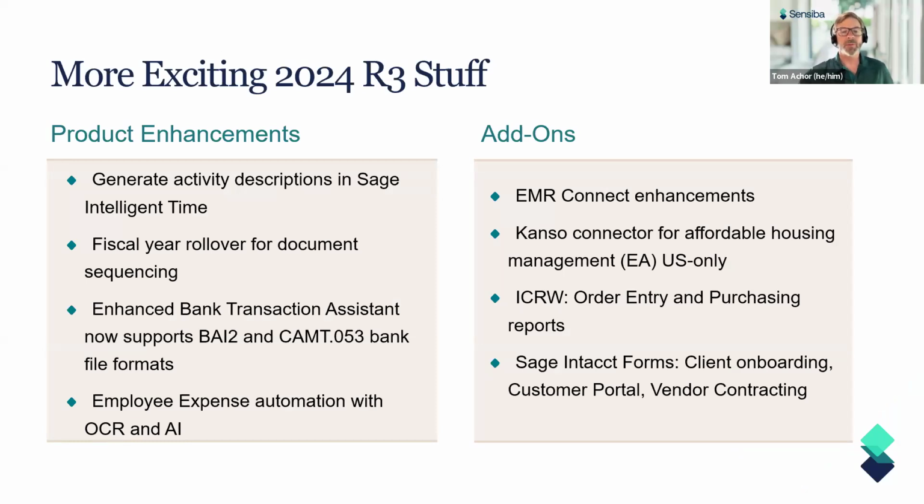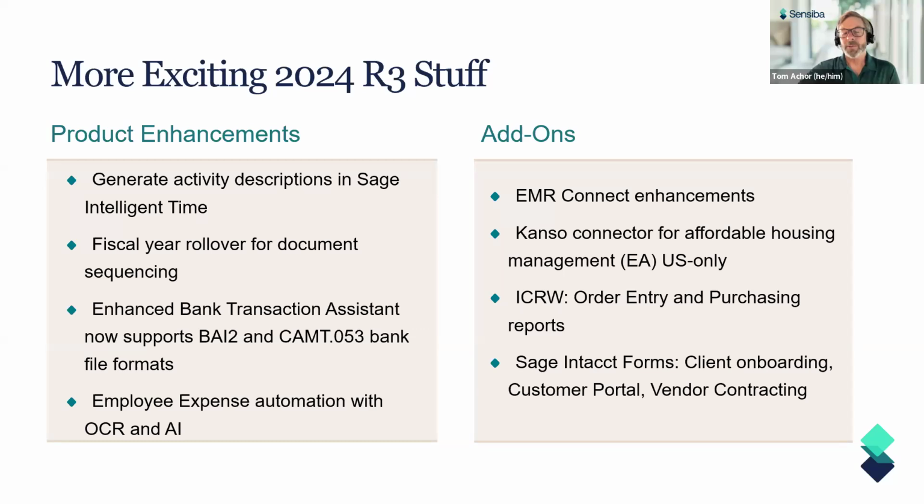If you were using Sage Intelligent Time to create timesheets in Sage, that is, Sage Intelligent Time is included with time and expense or project costing. Now the AI within that Sage Intelligent Time can generate activity descriptions using predictive text. And so it'll add descriptions to what you were doing when it's filling out your timesheet for you, which is pretty cool. For organizations that have document sequencing, such as invoicing or journal entries or whatever document sequences you use, you can elect to have those roll over and restart at the beginning of a new fiscal year now.